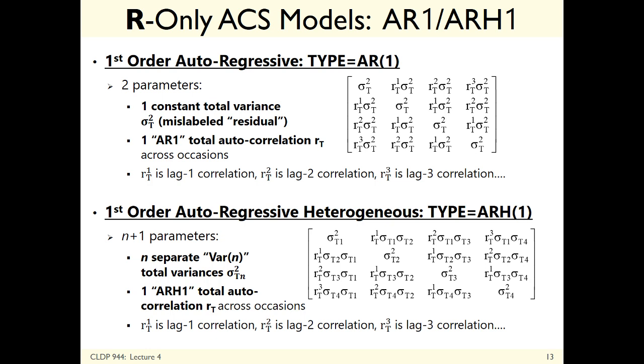It says that occasions 1 unit apart are correlated the same number. By the rules of path model algebra, I can take this path times that path to get to what the correlation is between time 1 and time 3. That's r squared. And if I do it again to get out to time 4, that's r cubed, and so on.